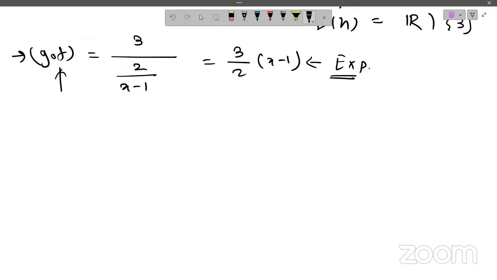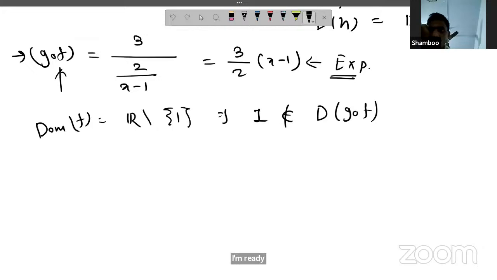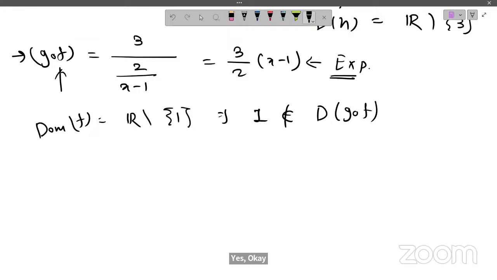First, consider what is the domain of f. Our domain of f is all real numbers excluding 1. So this implies that 1 does not belong to the domain of g composite f. Correct? Yes, ma'am. Am I right? Yes. So now what is the second thing?